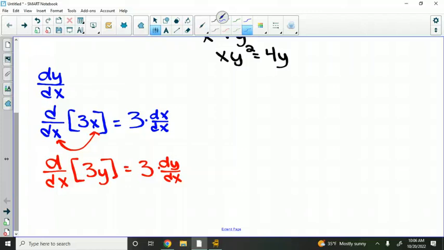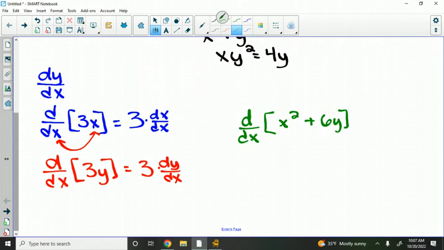Okay, now let's make it more complex. That's like 3y. That's not much. Let's try this one. So we're going to be with respect to x. And now let me have us find the derivative of x squared plus 6y. One of the rules we've learned, power rules, product rules, we also learned the sum or difference rule. So we're allowed to look at each of these separately.